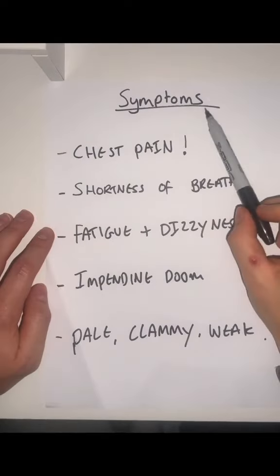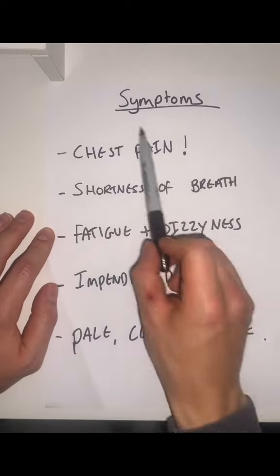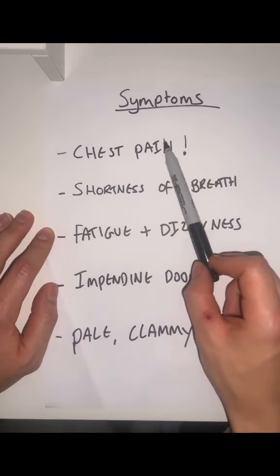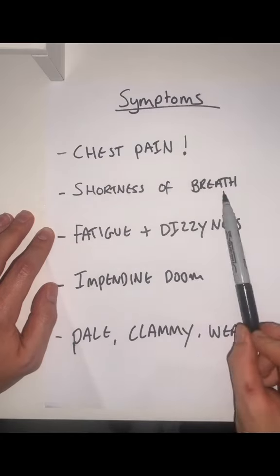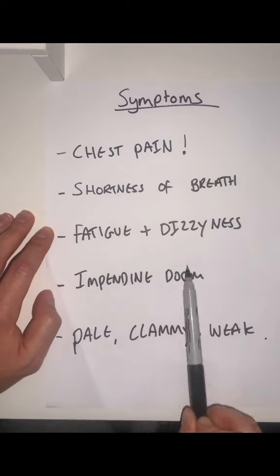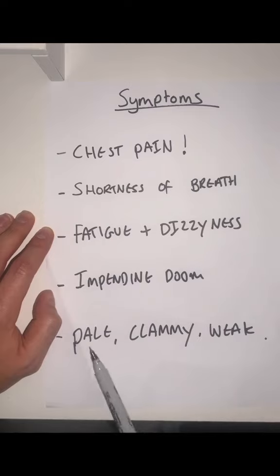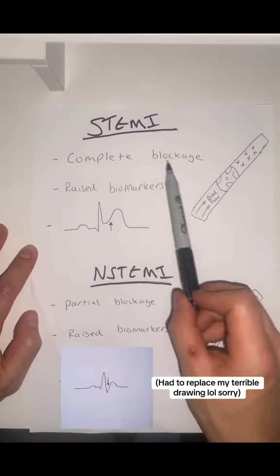The symptoms of a myocardial infarction, aka a heart attack, the obvious one is chest pain. You'll have patients coming in and sometimes they say they have left-sided chest pains and it'll refer down their arms or jaw. That's a big alarm bell that you want to raise to a doctor. Shortness of breath, fatigue and dizziness, a feeling of impending doom which can feel very anxious for the patient, pale, clammy and weak. The difference between a STEMI and an NSTEMI is quite simple.